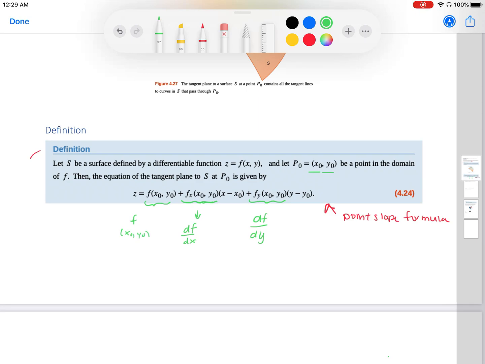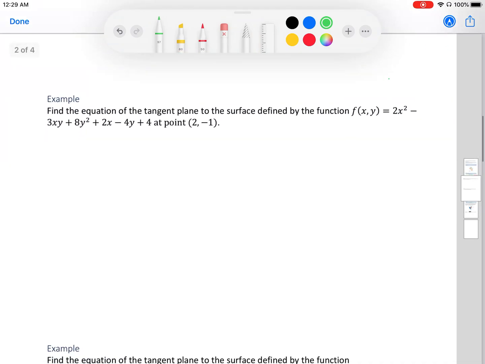Okay, let's go ahead and do an example so you can make more sense of this. Find the equation of the tangent plane to the surface defined by the function f of x comma y equals 2x squared minus 3xy plus 8y squared plus 2x minus 4y plus 4 at the point (2, negative 1). To begin, let's find the derivatives of our function in terms of x and y. So first, let's find f sub x of x comma y, and let's find f sub y of x comma y.